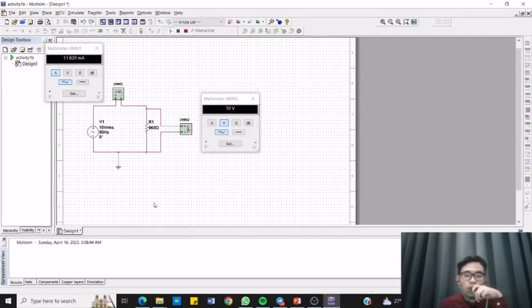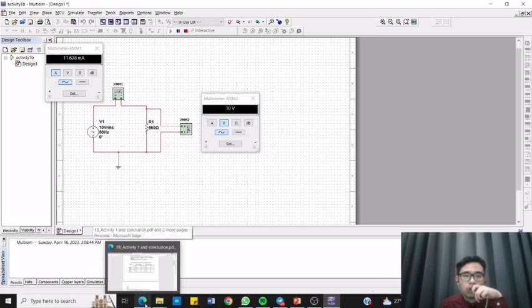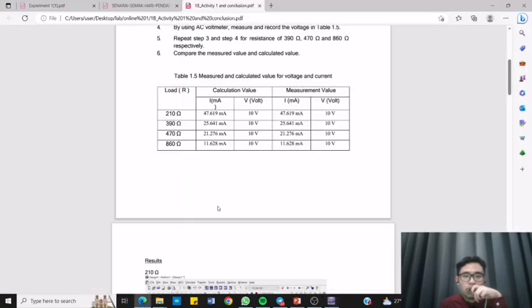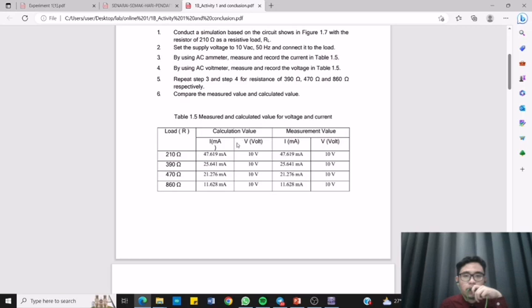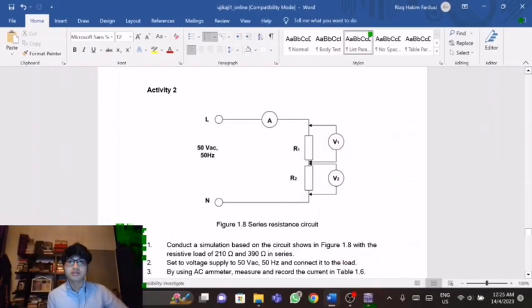Okay, with all the results, the calculation value I made and the measurement value I made are the same.